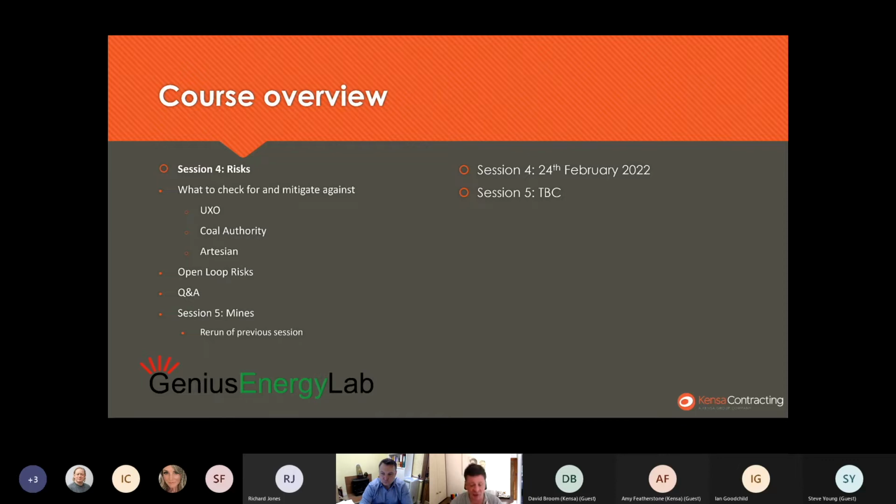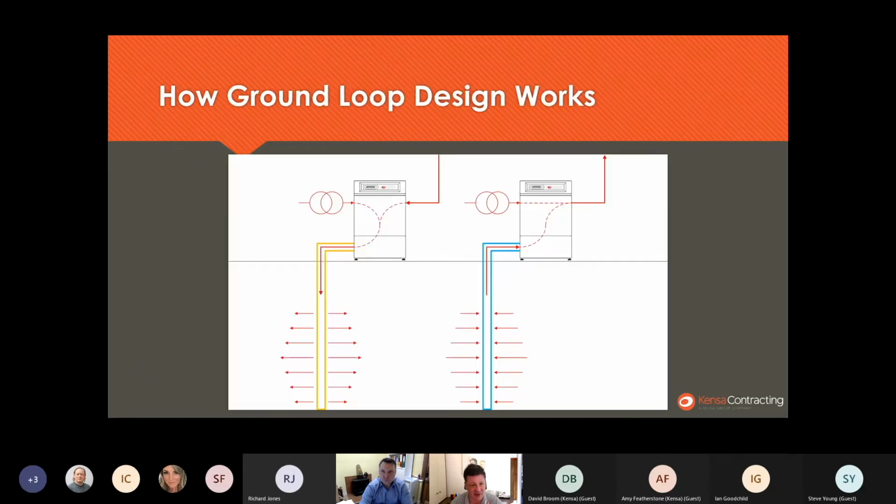All right, so without any further ado, unless anybody's got any questions or comments, I'll start on how ground loop design actually works. Is that okay? No comments in the chat yet, Duncan? No, you're clear to go, Chris. Clear to go, right? Okay.